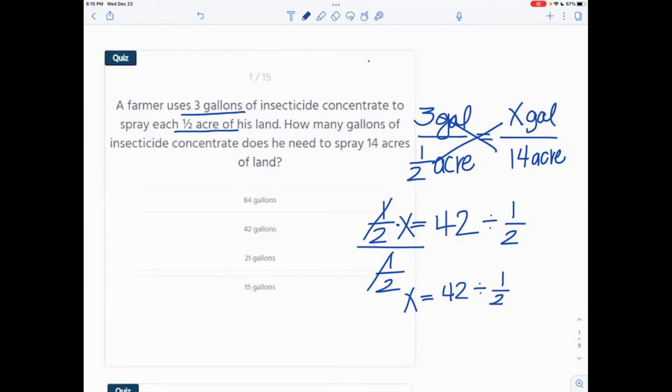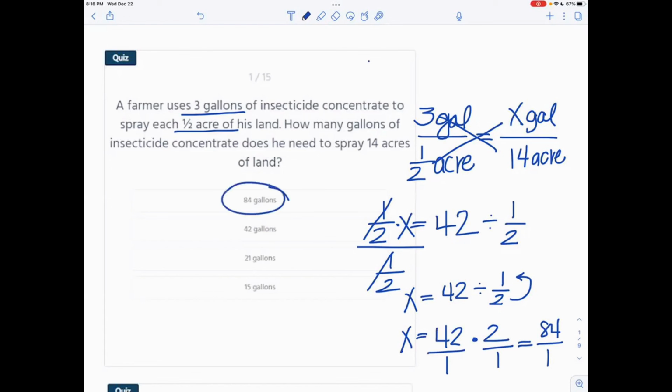When I divide by a fraction, I flip it, and when I flip it, I multiply. I'm going to put this over 1 so it's easy to see how to multiply. 42 times 2 is 84 over 1, which is just 84. So our answer is A.